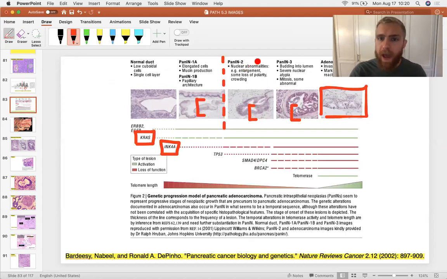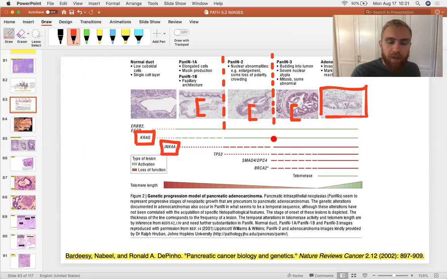Once you get into the PanIN 2 stage, remember, the only way you're going to PanIN 3 is if you're picking up a gene that confers resistance to apoptosis, because KRAS is a growth factor gene. It's a pro-growth gene. And INK4A, remember, like a neighbor says you're too loud. P16, if you don't have it, it's like, all right, go back home. We're going to keep being loud. So that makes you resistant to anti-growth signals. Neither of those have anything to do with apoptosis, though, right?